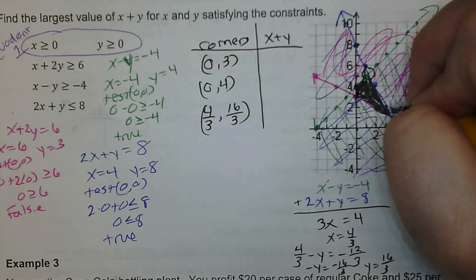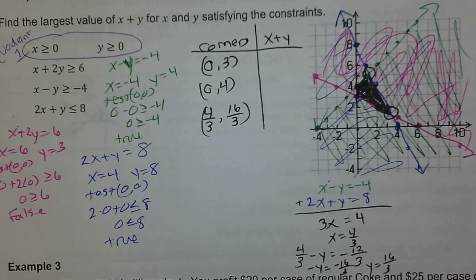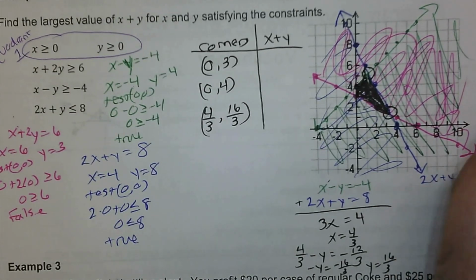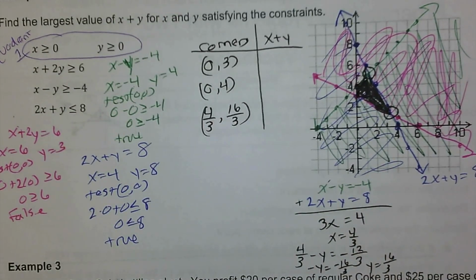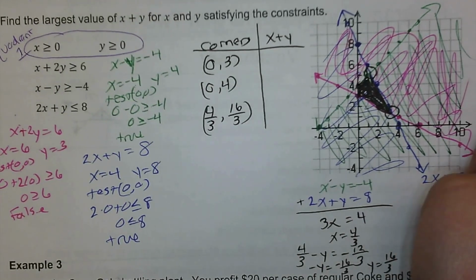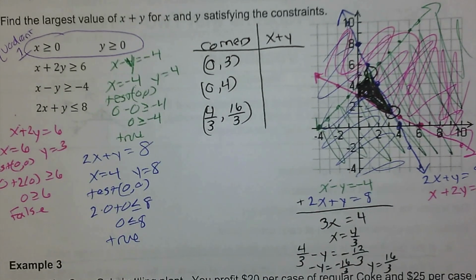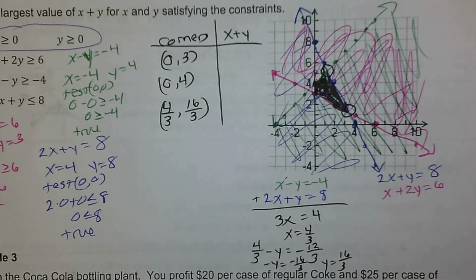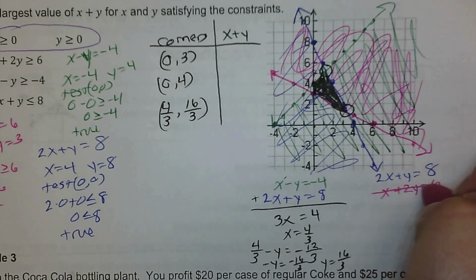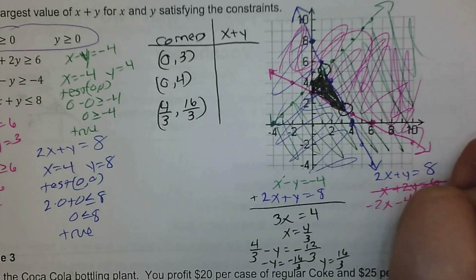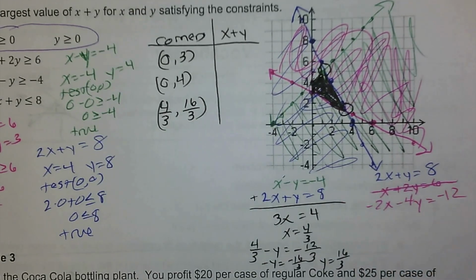One more corner point. Pink and blue. Blue was 2x plus y equals 8. Pink, x plus 2y equals 6. All right, we got to get some opposite coefficients here. I'm going to go ahead and just change the pink. I'm going to multiply it all by -2. So -2x minus 4y equals -12.